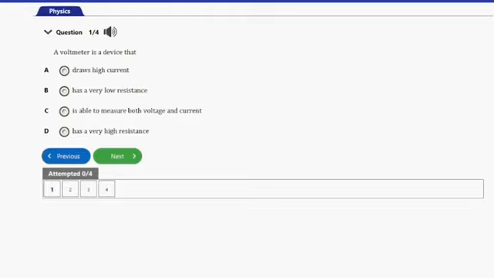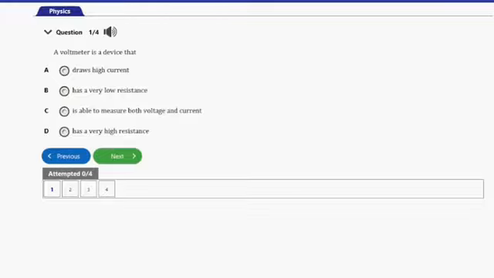It says, a voltmeter is a device that A. draws high current, B. has a high resistance, C. is able to measure both voltage and current, D. has a very high resistance. Actually, a voltmeter has a very high resistance, and as such, option D is the answer to this question.